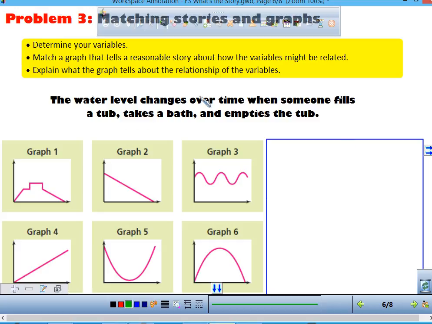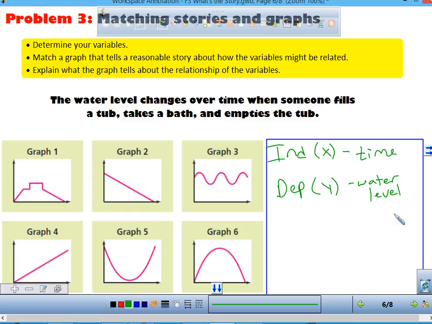The water level changes over time when someone fills a bathtub, they get in and take a bath, they get out and empty the tub. So, independent, dependent. What is our independent variable? What is our dependent variable? Water level and time are your two variables. Which one is which? Good. The water level is dependent on time. So water level is dependent. Independent is time.